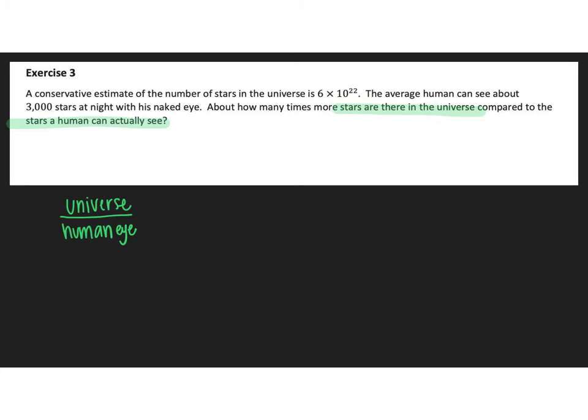Okay? So the first number they give me is this number of stars in the universe, and they already have it written in scientific notation. 6 times 10 to the 22nd. The second number they give me is 3,000. I need to write that in scientific notation. So I'm going to do that here. 3,000. My decimal is right here. I want to move it to be right here. So moving it 1, 2, 3. So this is same as 3 times 10 to the 3rd. So I'm going to write that here.